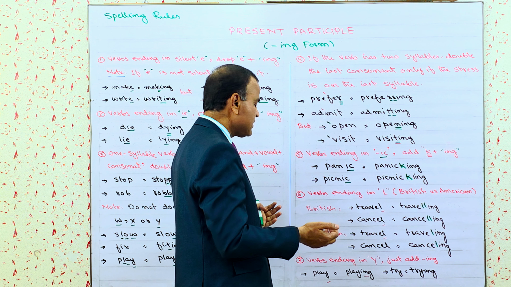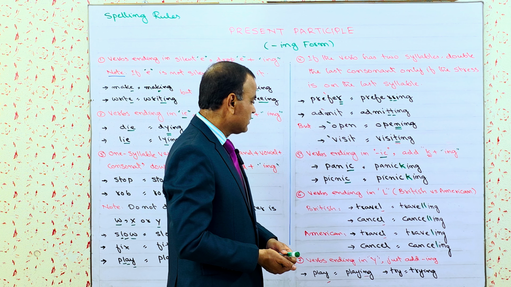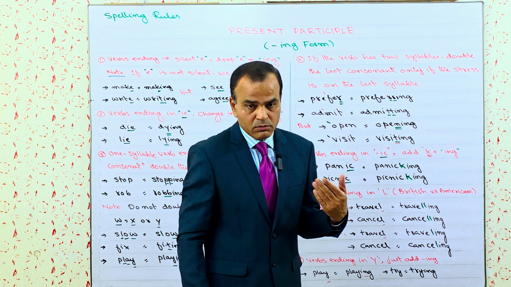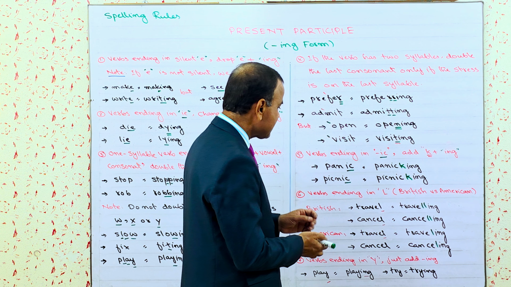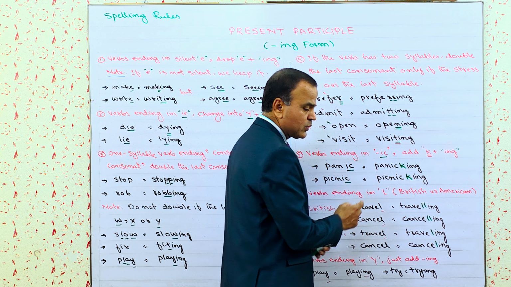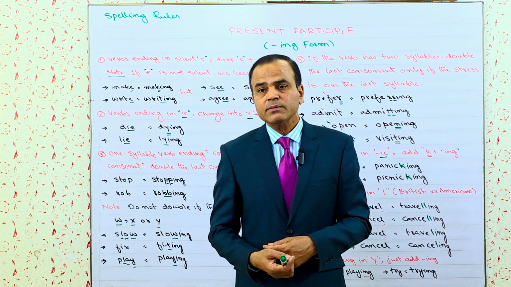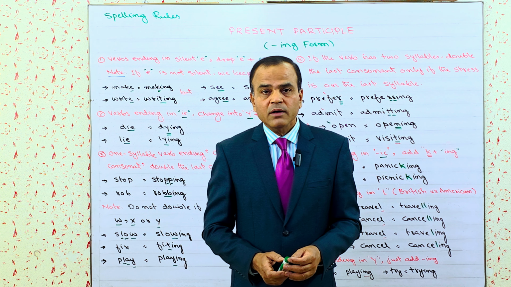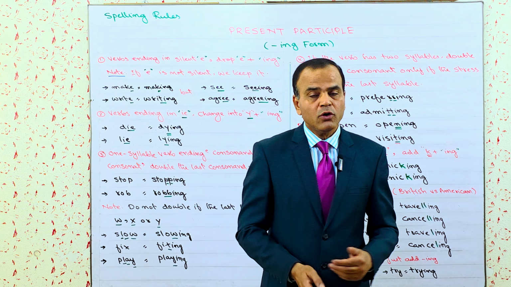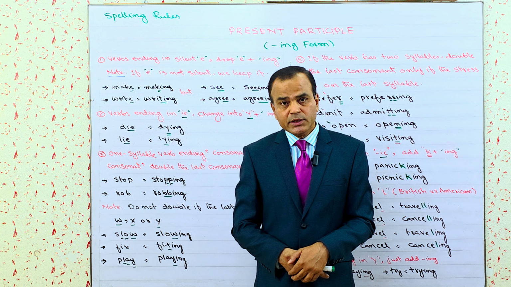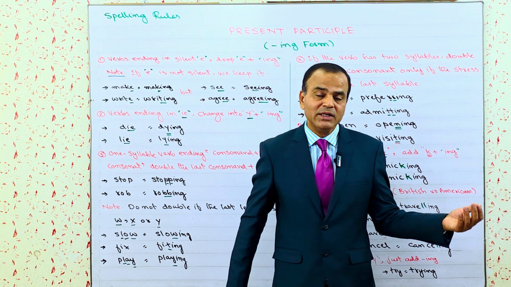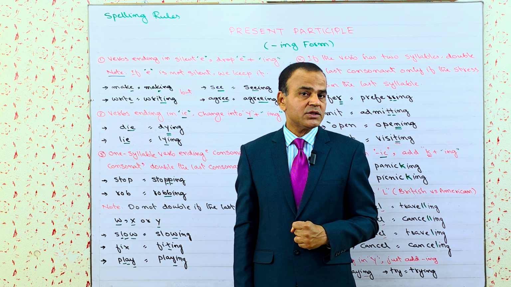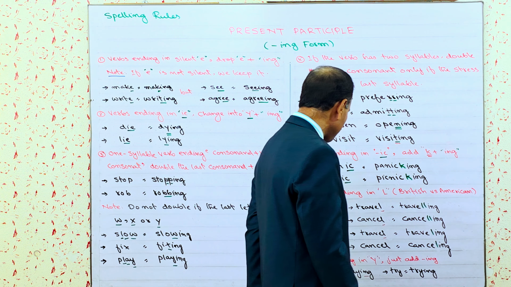The last, maybe the second last rule, is that if the verb ends in L, again the concept is the same, that is consonant, vowel, consonant. L is also a consonant. So should we double the last L or not? That is up to you, whether you are following American or British spelling. In British spelling, the last L is doubled. In American English, the last L remains single. Let's have a look at some verbs.